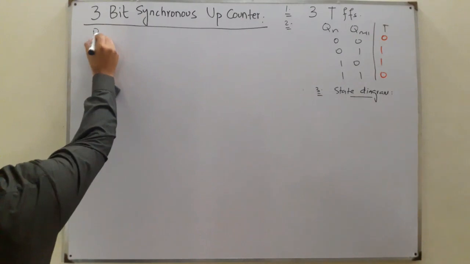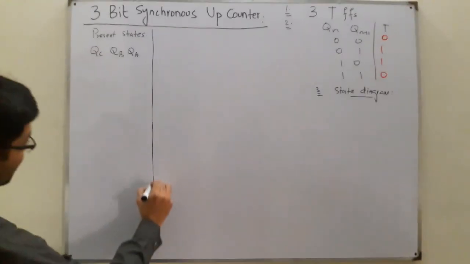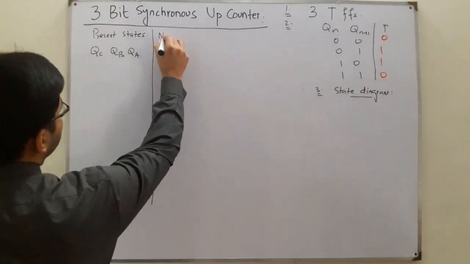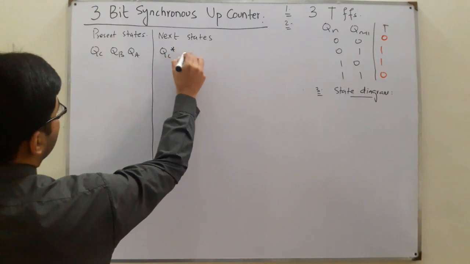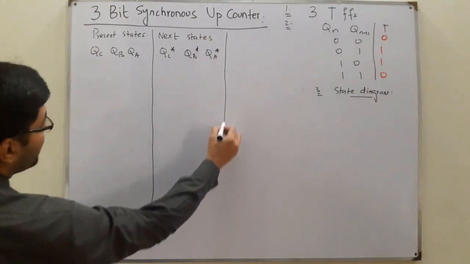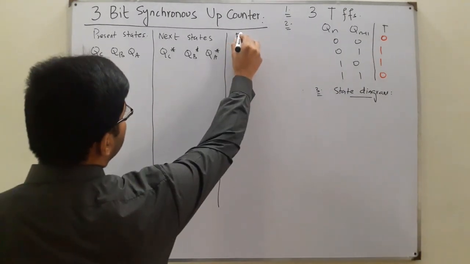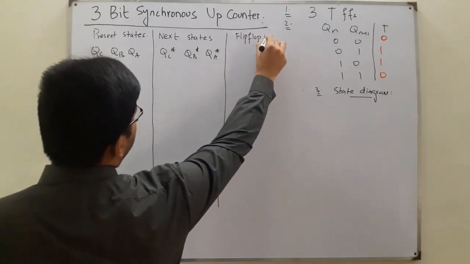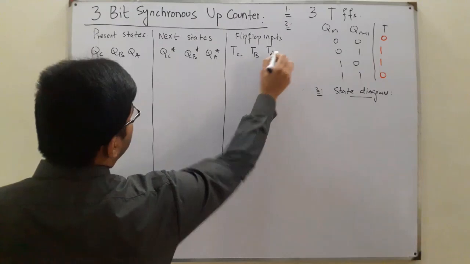So you have the present states. These are three, so we have QC, QB and QA. Fine. Then you have the next states, and those will be QC star, QB star, QA star, let's say. And depending on these values, we have the values of TC, the flip-flop inputs, and we will be taking the help of the excitation table. So we have the values for TC, TB, and TA.